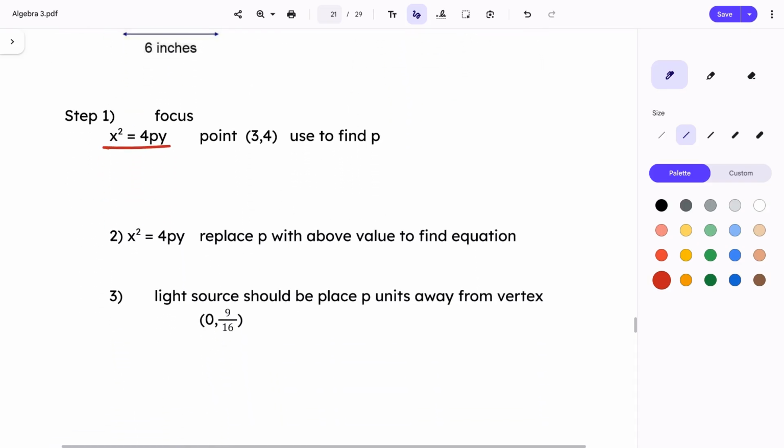So we're just going to plug this into our equation. We're going to put a 3 in for the x squared, so it's going to be 3 squared equals 4p, and 4 goes in for the y. So this is going to end up saying 9 equals 16p. And so my p is going to be a fraction here. It's going to be 9 over 16.